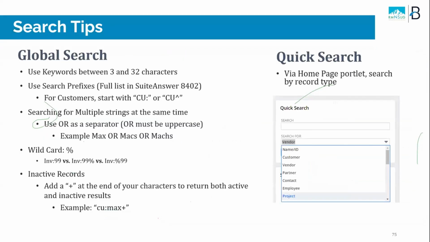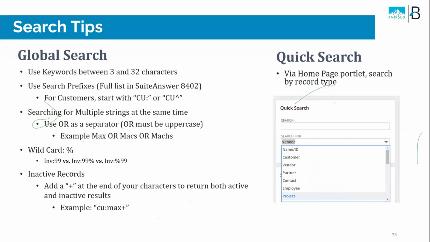And then global search. So quick search tips here. Definitely using between 3 and 32 characters. 32 is a lot, but using at least 3, if you do less than 3, it may not return results. And then over 32, it just ignores every character after that. So no need to continue to type there. It's going to ignore it anyway.